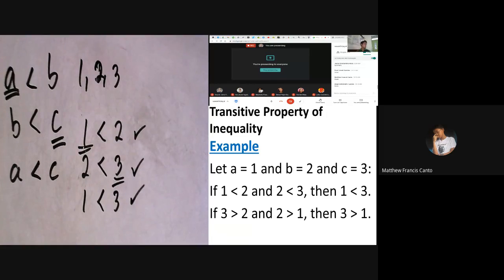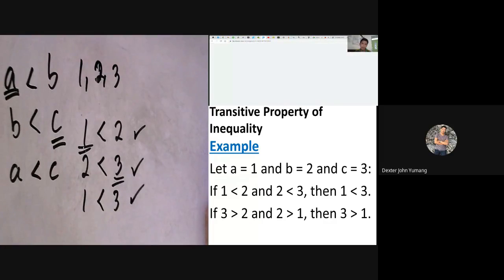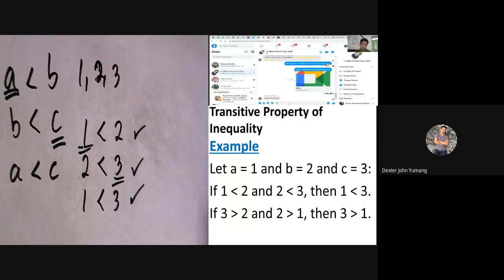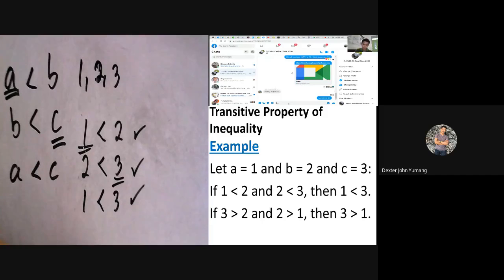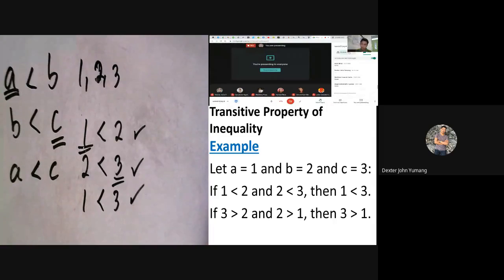Sir, may pasok daw, sir. Sabi daw ni John Sander Largo, hindi siya makapasok. Opo, sabi daw niya, asking to join daw. Wait. Saglit lang. Not requesting po. Sige lang, i-chat ko naman siya.